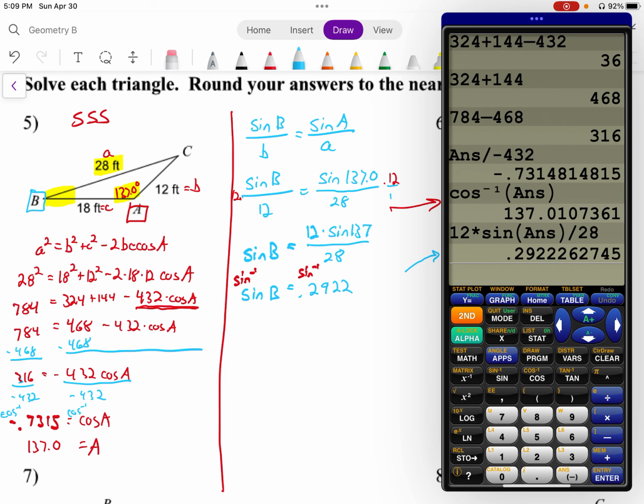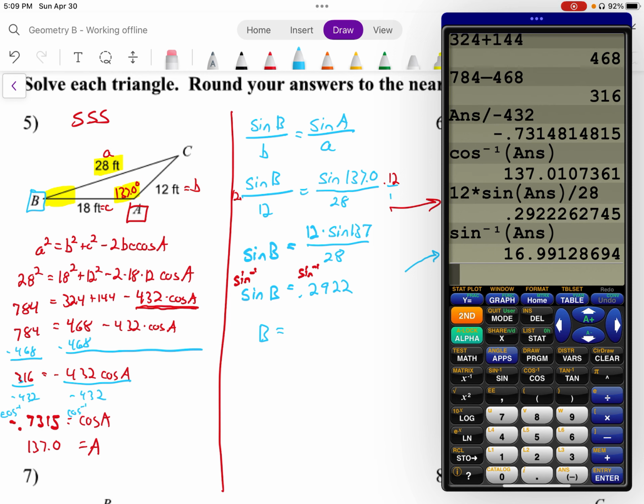And we get B equals, I'll do the inverse sine of my previous answer, which gives me 17.0 degrees.